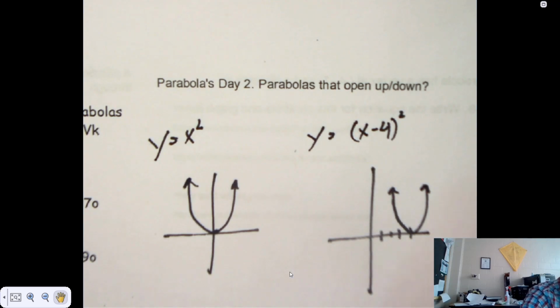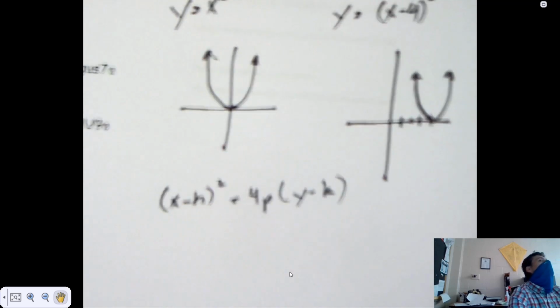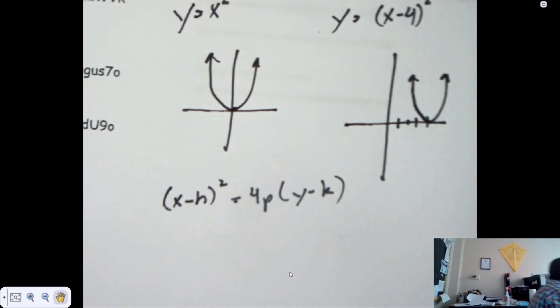Of course, there were other transformations, but we're using a more standard form here. The equation's written down there, but we're going to use the form x minus h squared equals 4p times y minus k. It's really no different than what we did yesterday, except today they open up and down. If you were, say, 50% yesterday on sideways parabolas, it'll get there. It will.